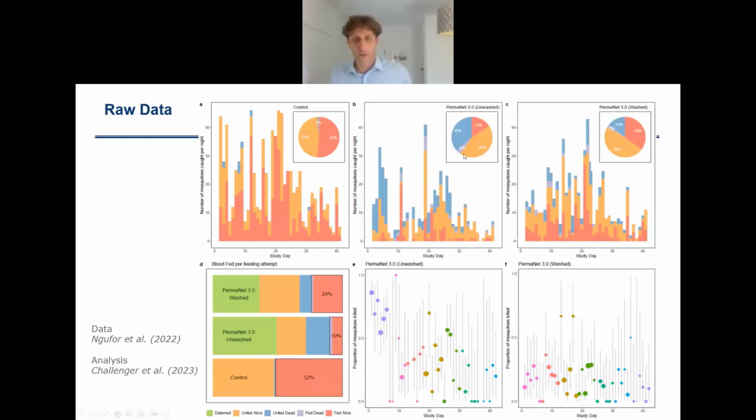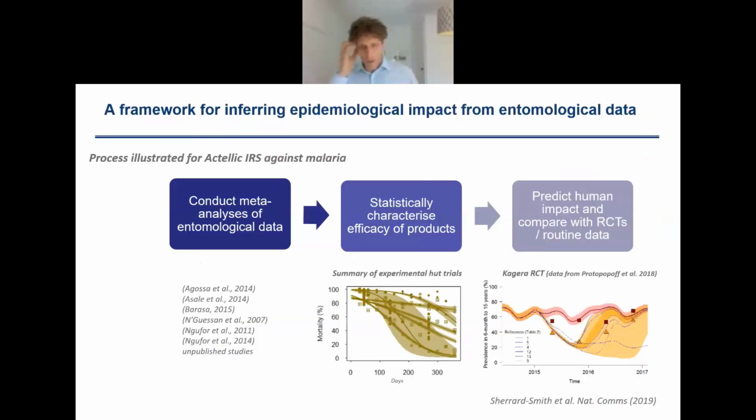So what we can do is we summarize these kinds of interventions, and then we use these to parameterize the mathematical model. We've collected experimental hut trial data from all across Africa, and we collect it all together. We do a meta-analysis. We summarize how, for example, the effectiveness of the bed net changes over time, and then we use this information to parameterize our mathematical model. And we test our model's ability to do this by effectively trying to recreate the results of cluster randomized controlled trials.